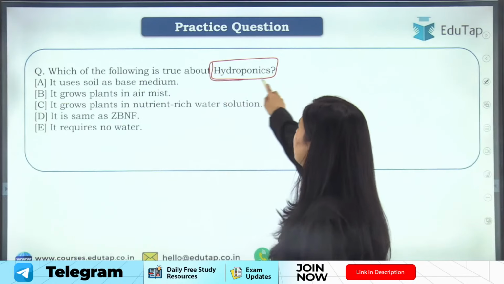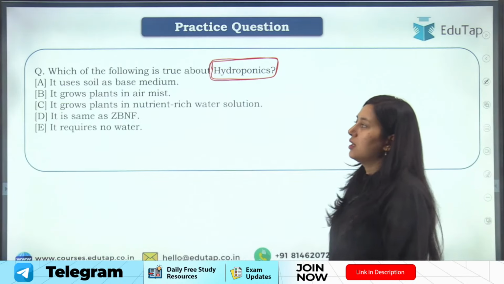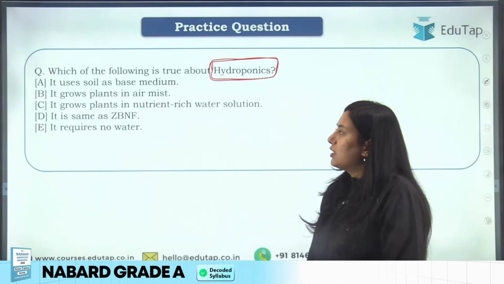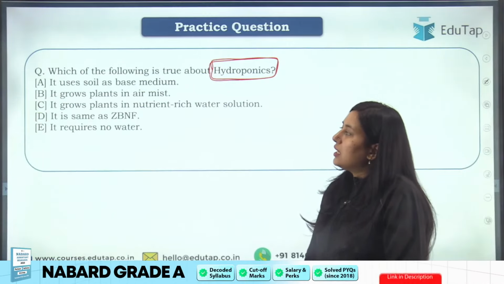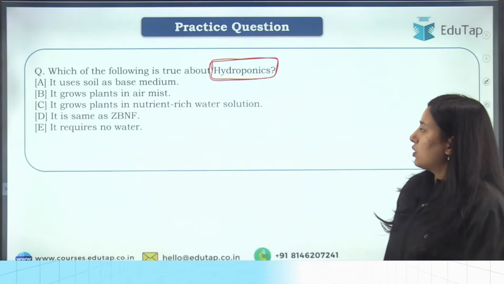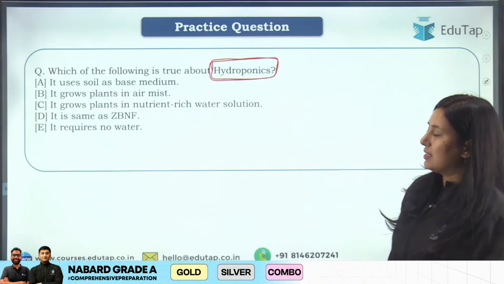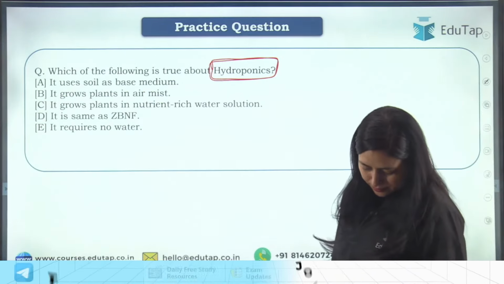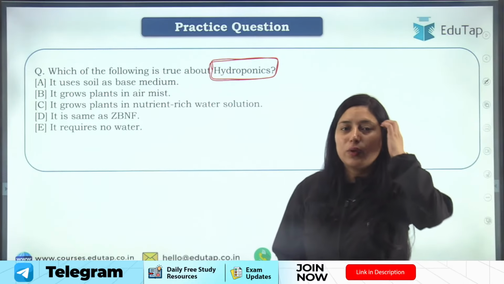Okay, now you have to read the statement and let me know what is the right answer or right option here. Your first option is it uses soil as a base medium. It grows plants in air mist. It grows plants in nutrient-rich water solution. It is same as ZBNF, or it requires no water. What will be the right answer here? Quickly give me the answer. Please, quickly give me the answers.